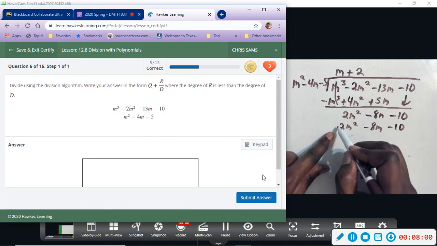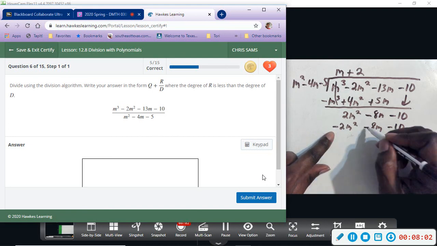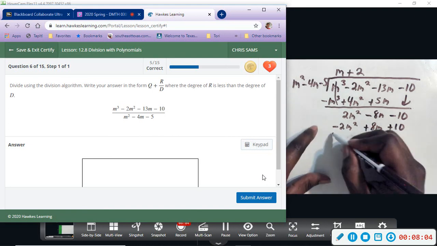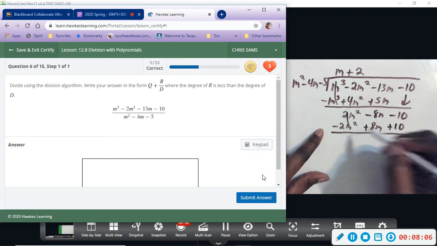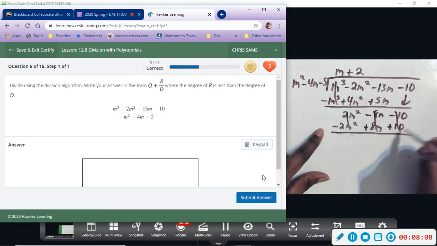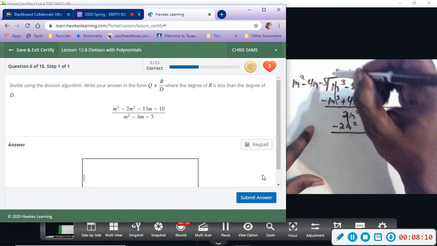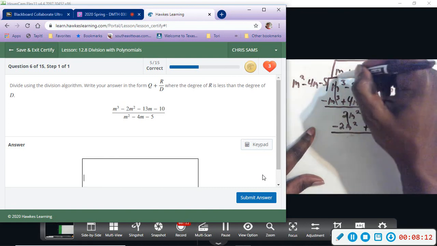So once you get it, you change signs. That becomes negative, positive, positive. Combine like terms. That goes 0, goes 0, goes 0. So no remainder. This is my polynomial, m plus 2.